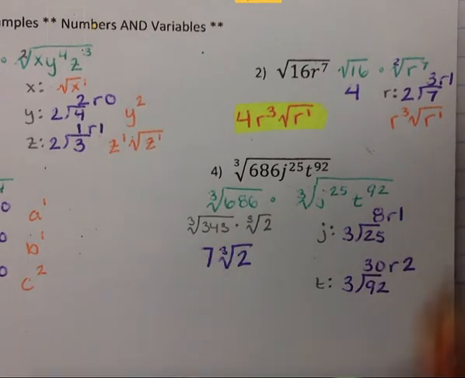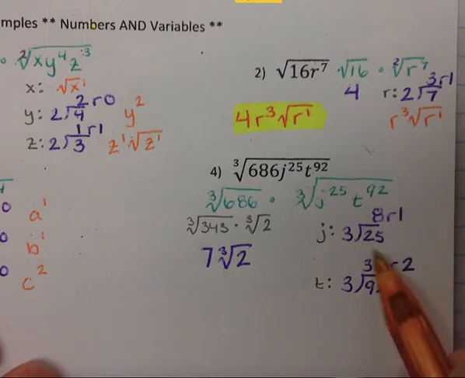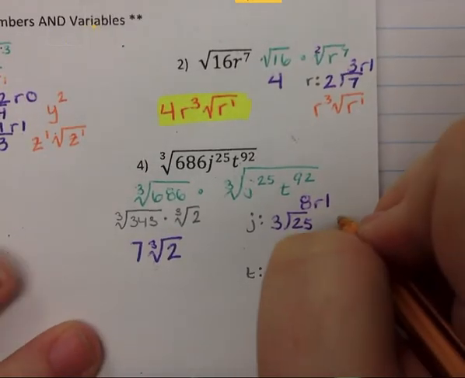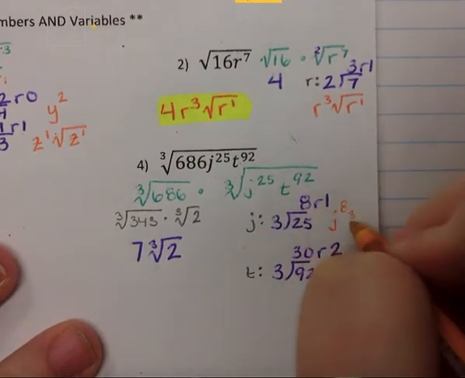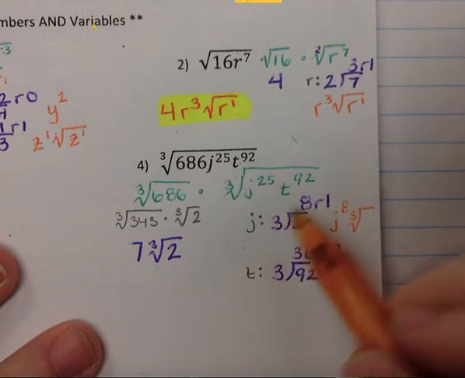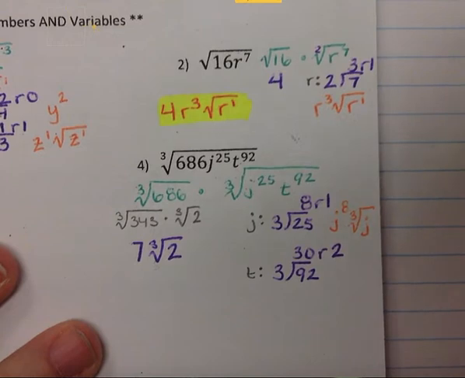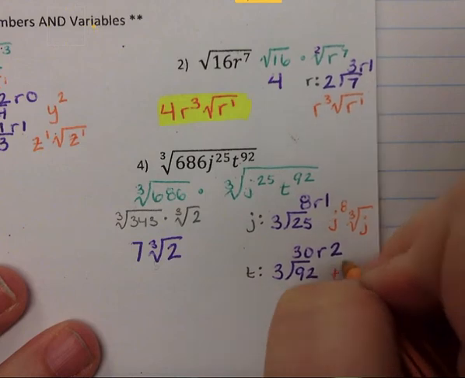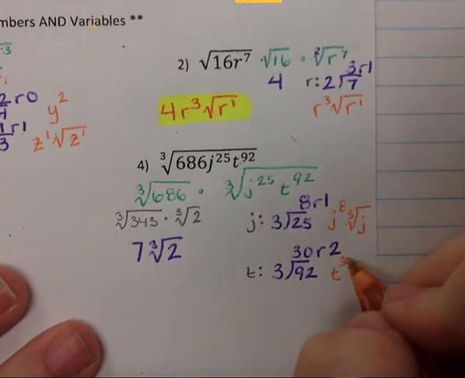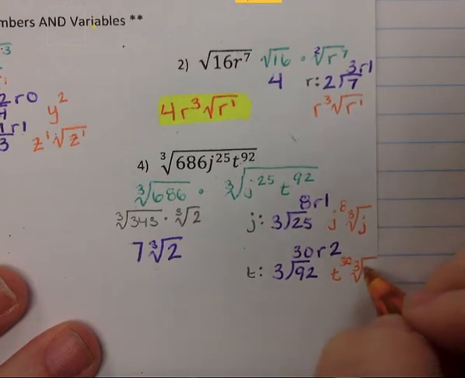So again, what does this mean? We have an exponent on our coefficient, exponent on our radicand. That means we will have radicals left over. So we have j to the 8th, and then we'll have the cube root, we have to keep our index, of j to the 1st. Or we can just put j. For the t, we'll have t to the 30th, and then the cube root of t to the 2nd power.